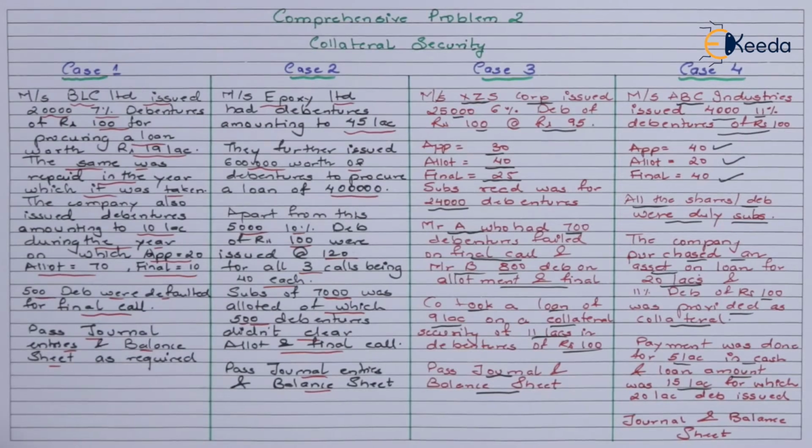Now, when the merchant area is completely clear, the only two parties left in this transaction are the bank and the company. So the company took a loan of 15 lakh. However, they had to issue debentures worth rupees 20 lakhs here as a collateral security. So the total payment done is 5 lakh in cash and the loan of 15 lakhs. So the merchant area has been completely cleared. We have to pass the journal entries and balance sheet related to this.